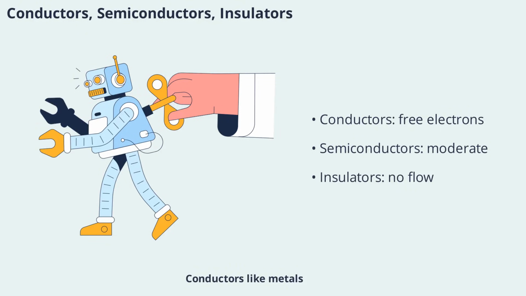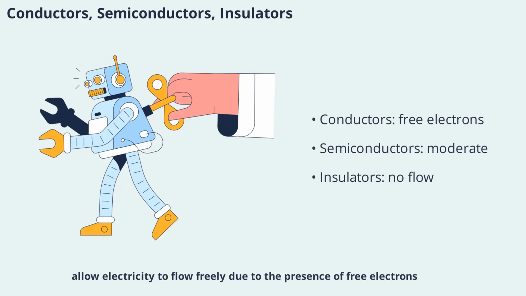Conductors, like metals, allow electricity to flow freely due to the presence of free electrons. Semiconductors have conductivity between that of conductors and insulators, and their properties can be modified by adding impurities. Insulators, such as rubber or glass, do not conduct electricity because their electrons are tightly bound. This classification is crucial for electronics and electrical engineering.